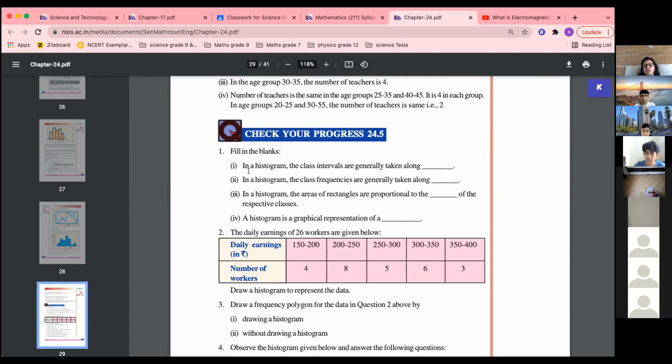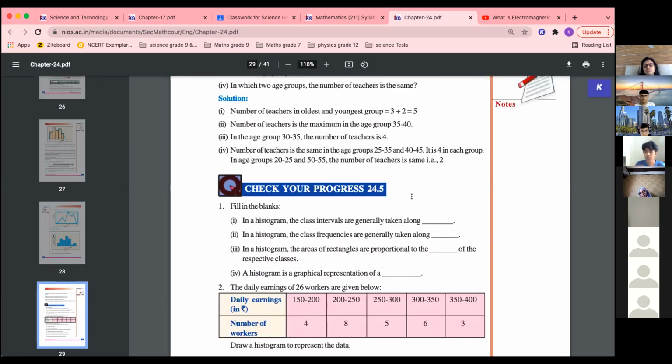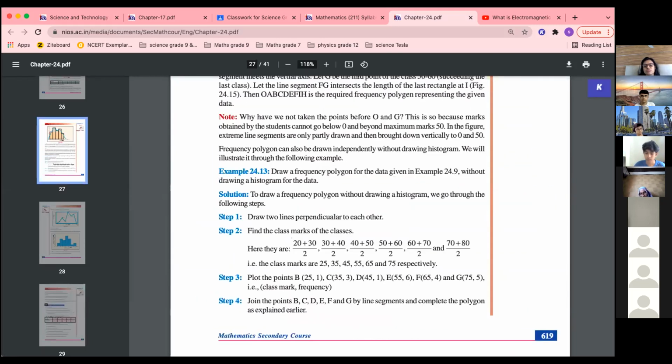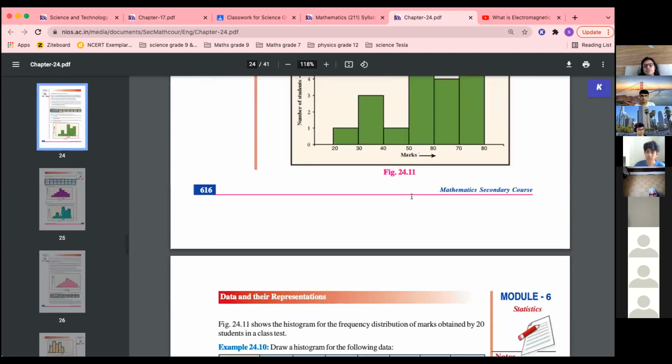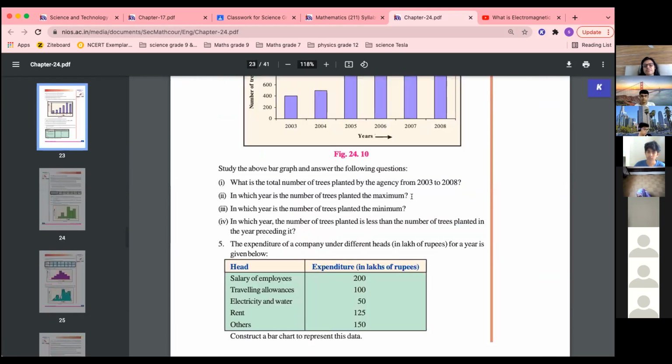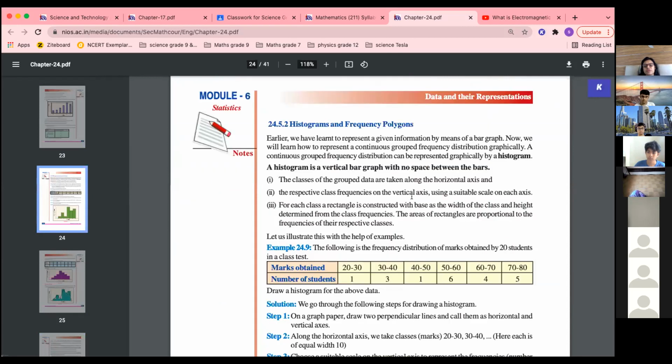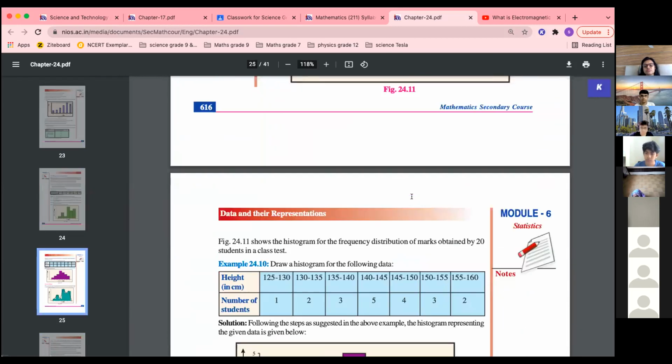Fill in the blanks I'm not doing. In a histogram, class intervals are generally taken along the x-axis. Frequency is taken along the y-axis. Area of rectangle is proportional to the frequency of the respective class. Histogram is a graphical representation of frequency. No, data. It is a graphical representation of data, right? Right or not? Right. Okay.